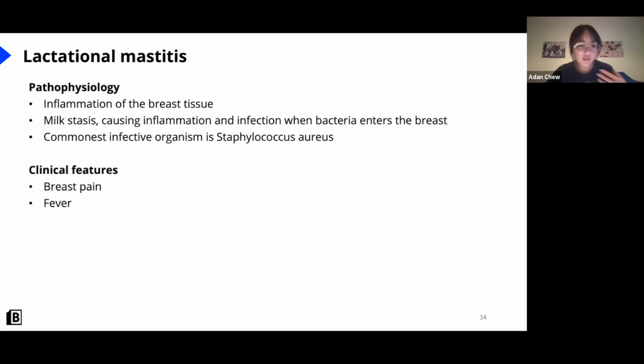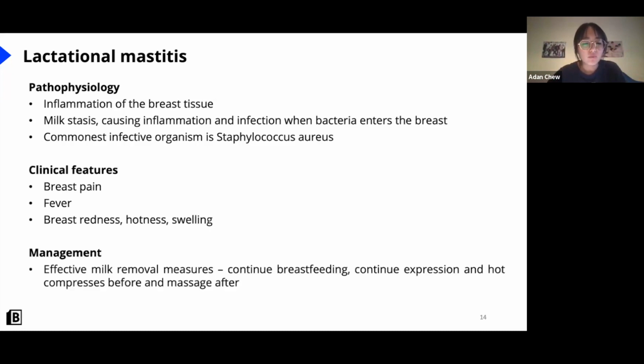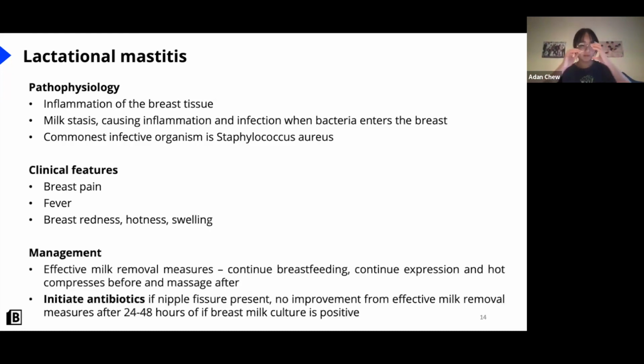Clinical features are very straightforward, as mentioned in the case: breast pain, fever, red hot swelling. Management would be initially conservative. You would make the lady continue breastfeeding, continue expression of the breast milk, and use hot compresses to the breast and massages, etc. And if that doesn't work, or if they're worsening, or if breast milk culture is positive, or if there's a nipple fissure, then you would initiate antibiotics, being flucloxacillin.